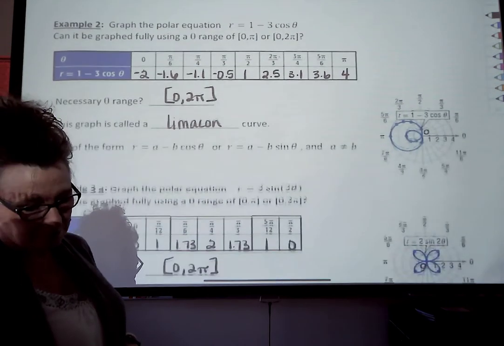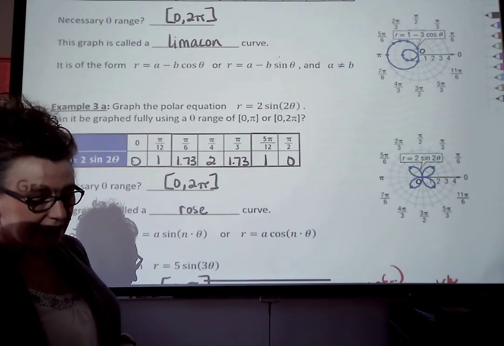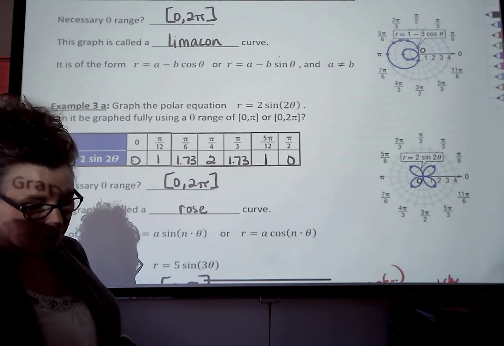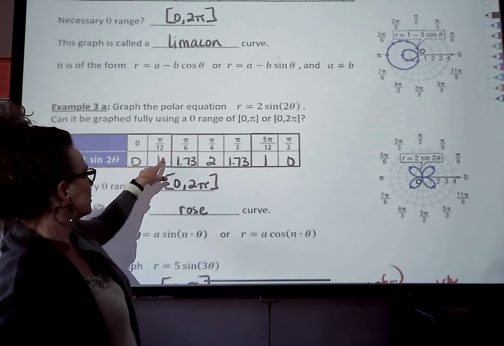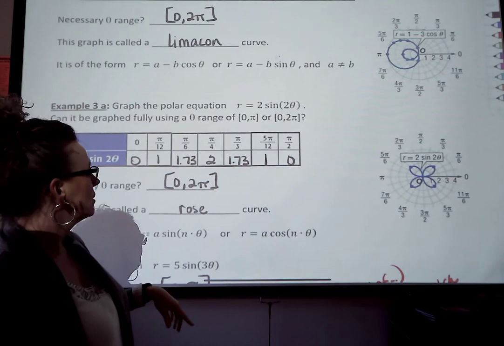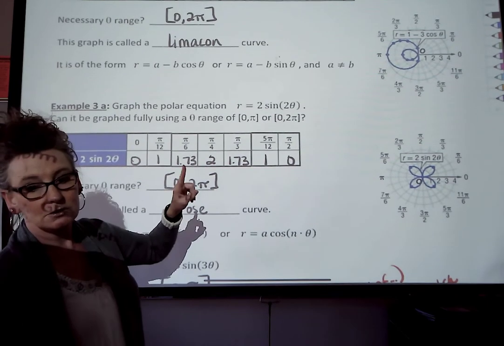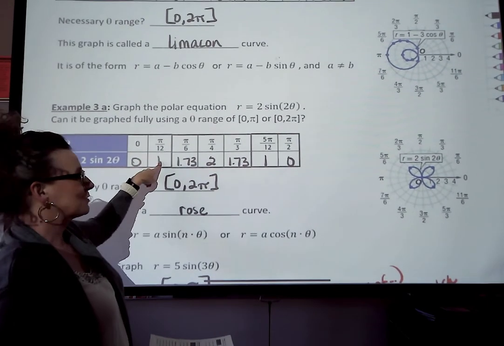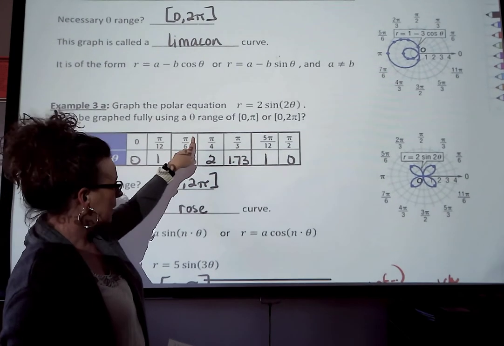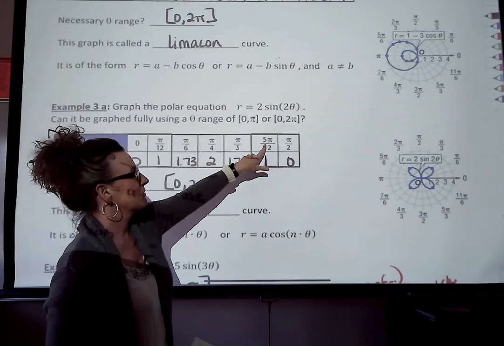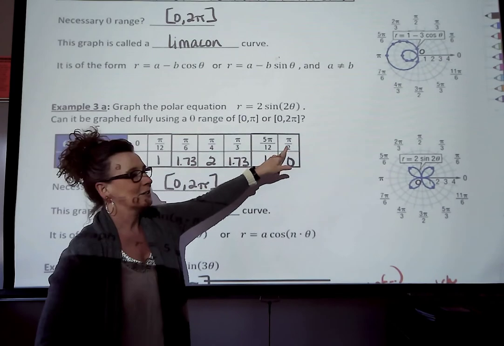Moving on to the next example, example 3. This is getting a little bit redundant, but this time it graphed our roses. And just double check and make sure that you pulled the right values off of the table. Ooh, tricky. This time it did ask for 1 pi over 12, and 2 pi over 12, and 3 pi over 12, and 4 pi over 12, and 5 pi over 12, and 6 pi over 12. Pay attention.